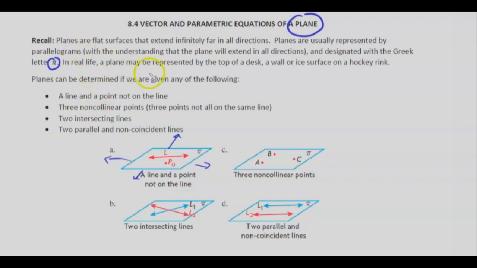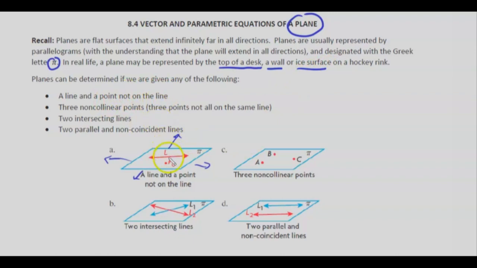In real life, a plane may be represented by the top of a desk, a wall, or an ice surface in a hockey rink. Planes can be determined if we're given the following.